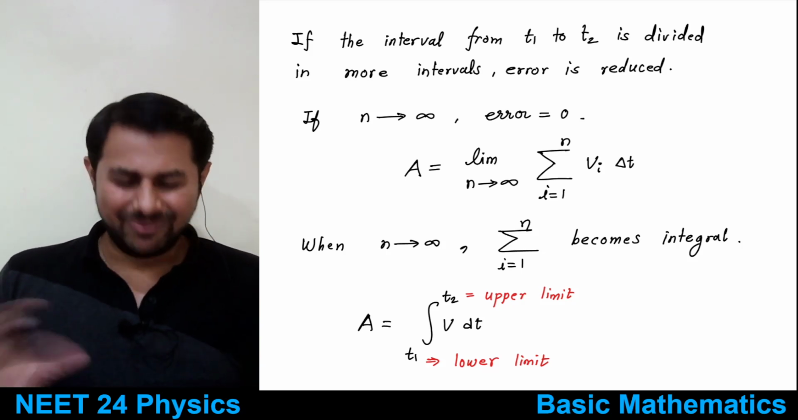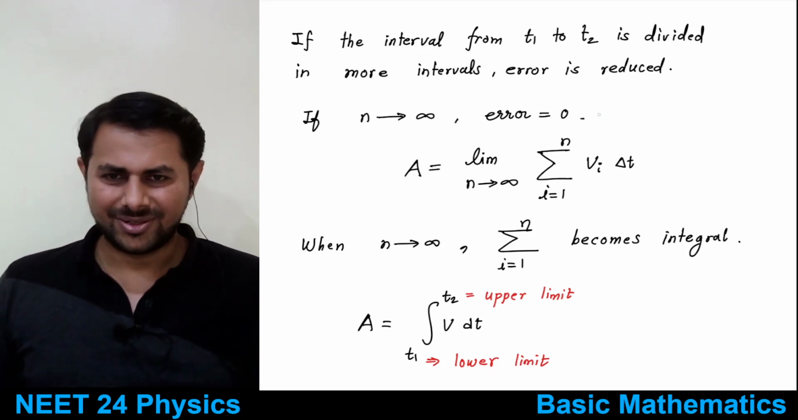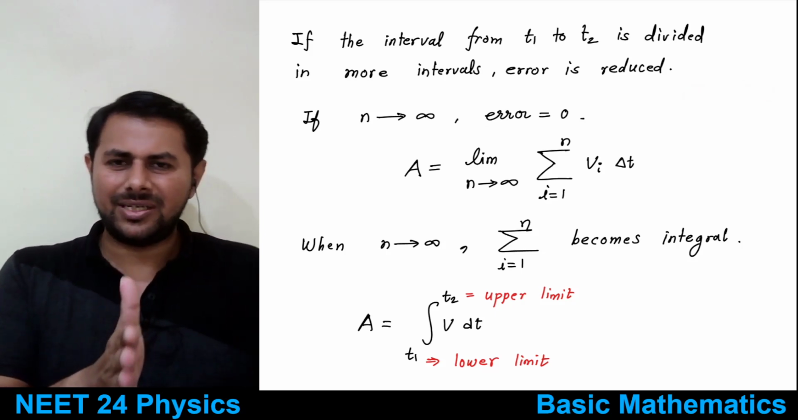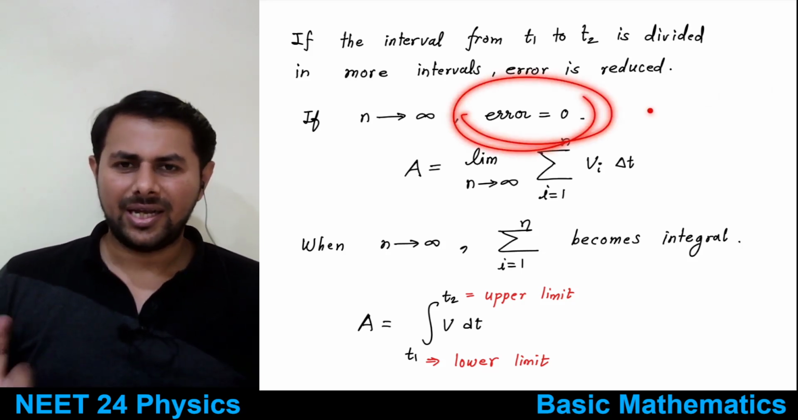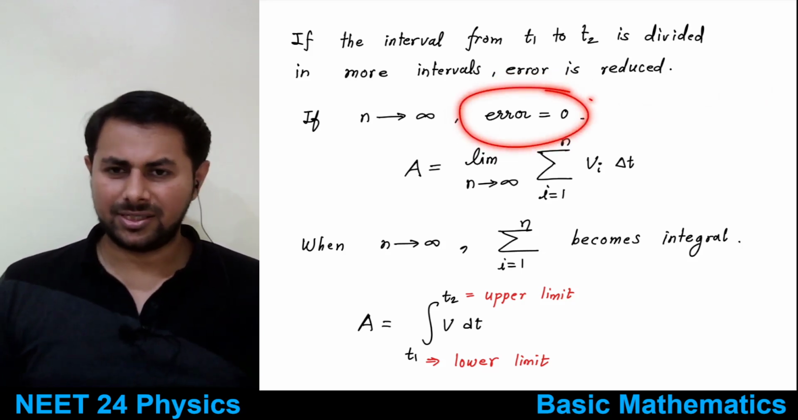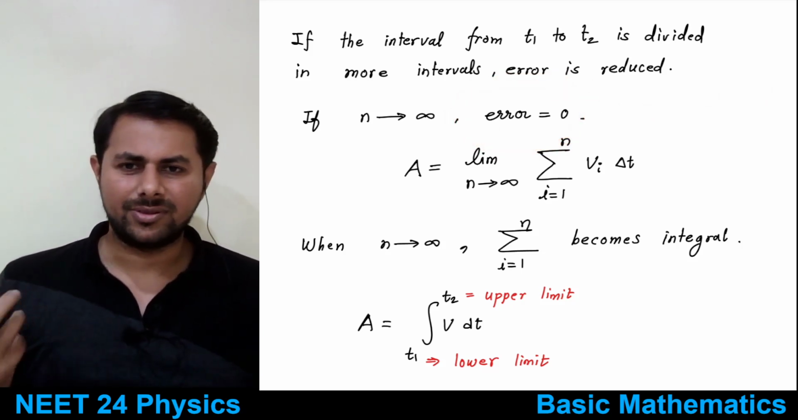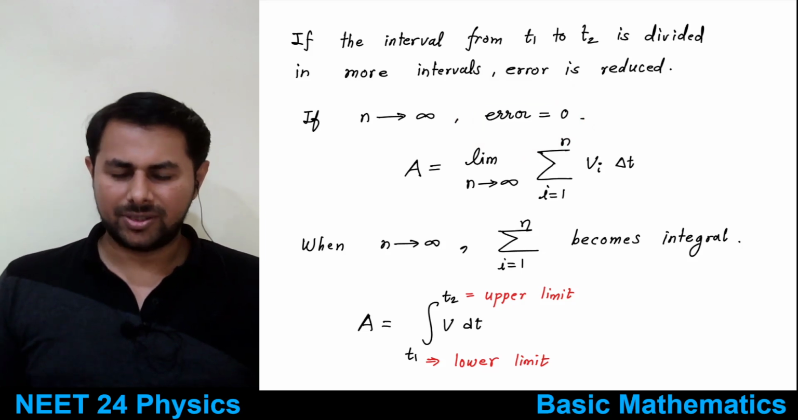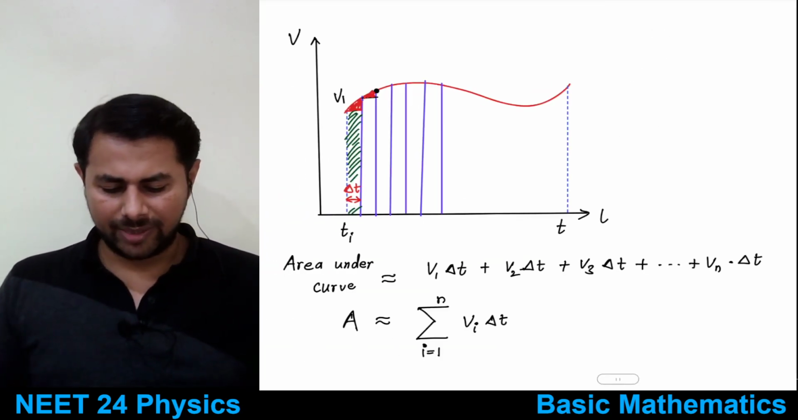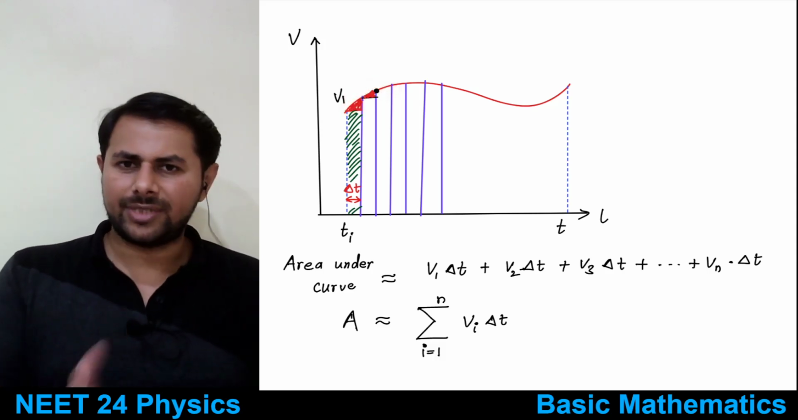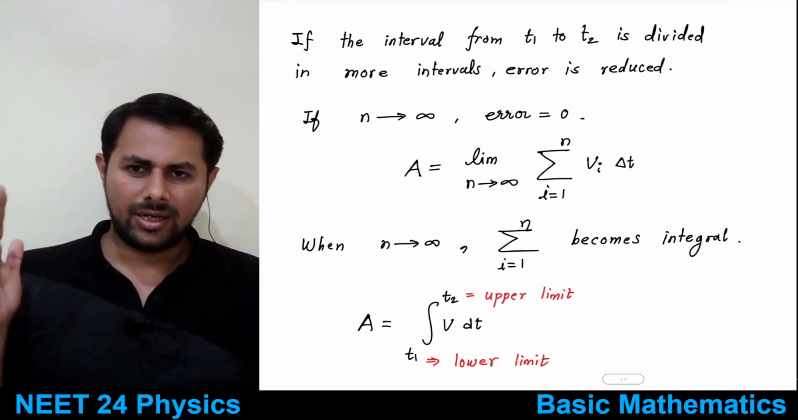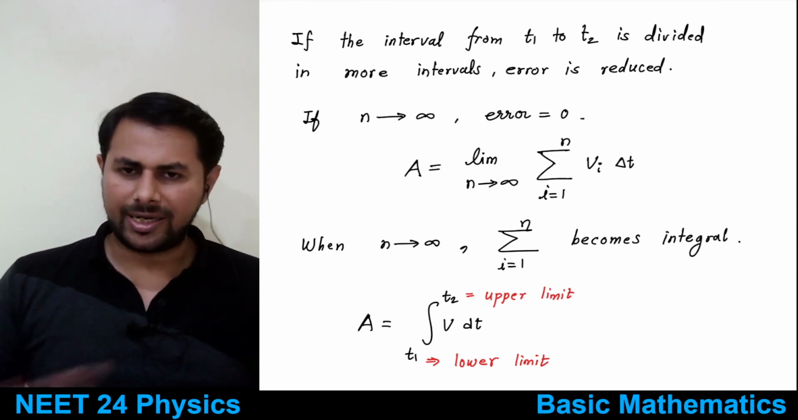It will be almost 0. Okay, so delta t will be almost 0, and if I divide it into an infinite number of segments, what will happen to the error? Error will become 0. Okay, this thing is clear. The error will become 0 because you are dividing it into more segments, so the error is reduced. If you divide it into an infinite number of segments, what will happen? Error will become 0, error will vanish.